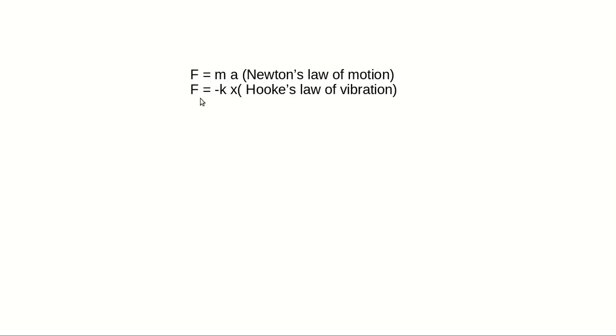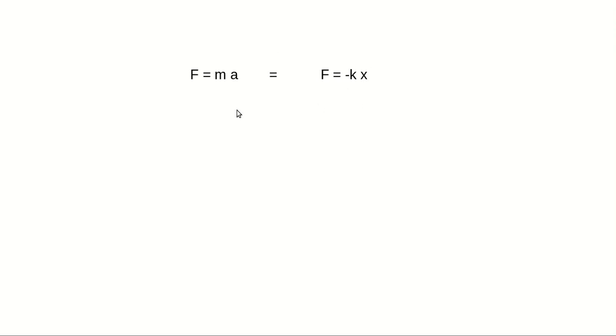But we are not going to tell about the direction, we want frequency. So I am going to equate but without this negative sign. So ma is equal to kx. I will rearrange, I will divide by m on both sides. So I will get acceleration is equal to k by m into x.